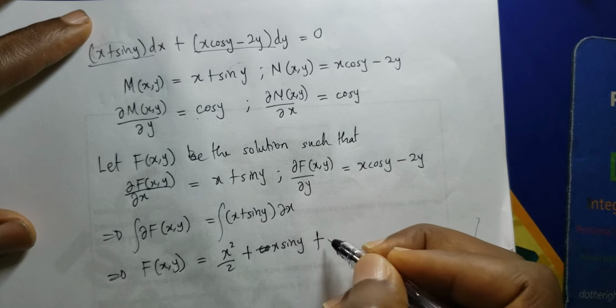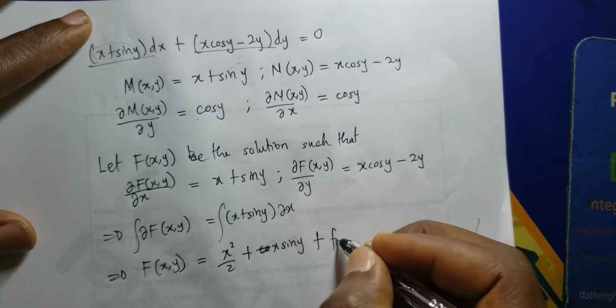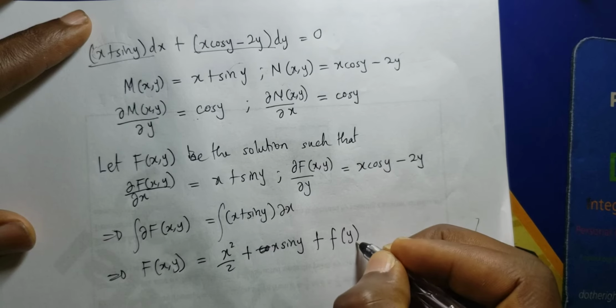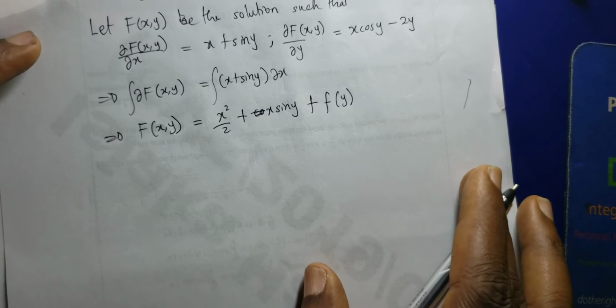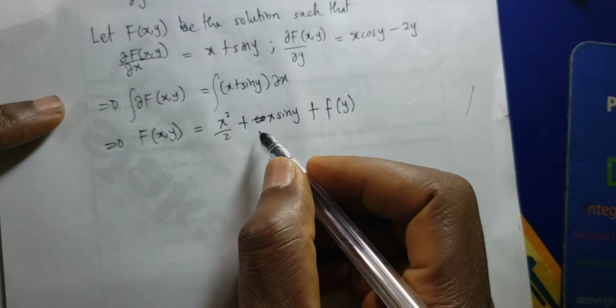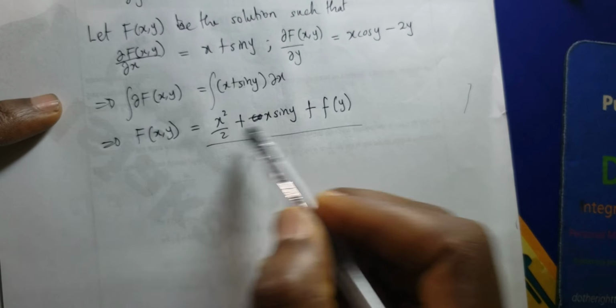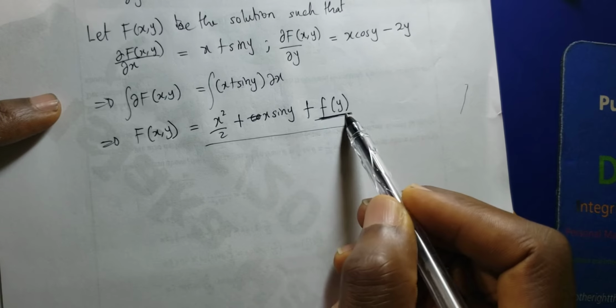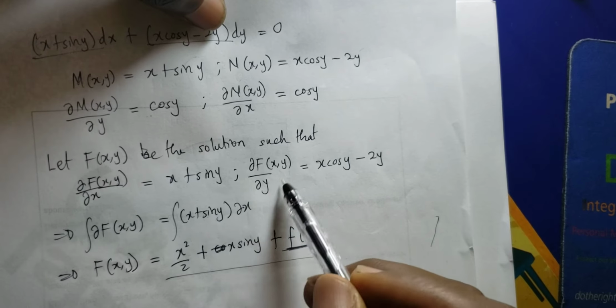Then plus, as we did before, because we're integrating partially with respect to x, our constant here will be some function that depends on y. So as far as our constant of integration is concerned, this is our expression for f of x comma y. But to finalize our results, we need to find out what f of y is, as we did in the previous example.